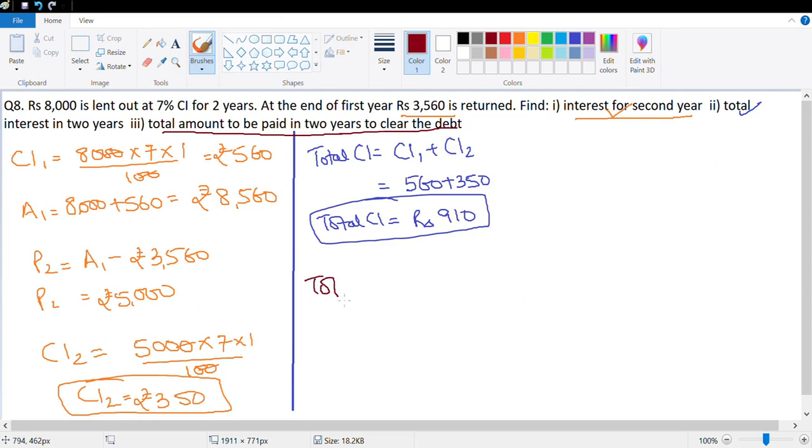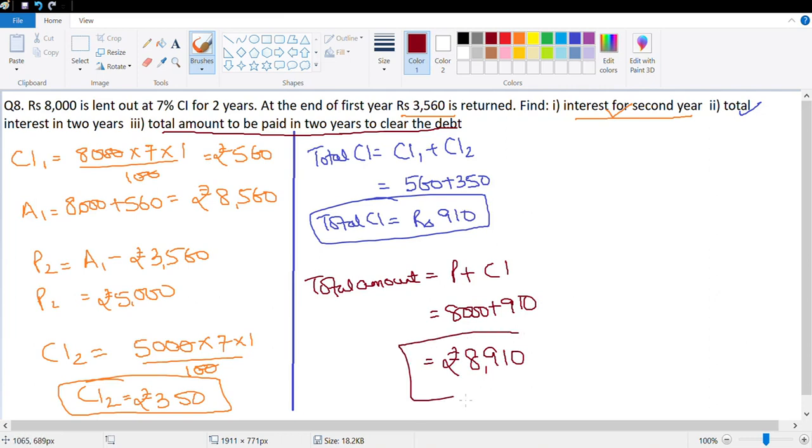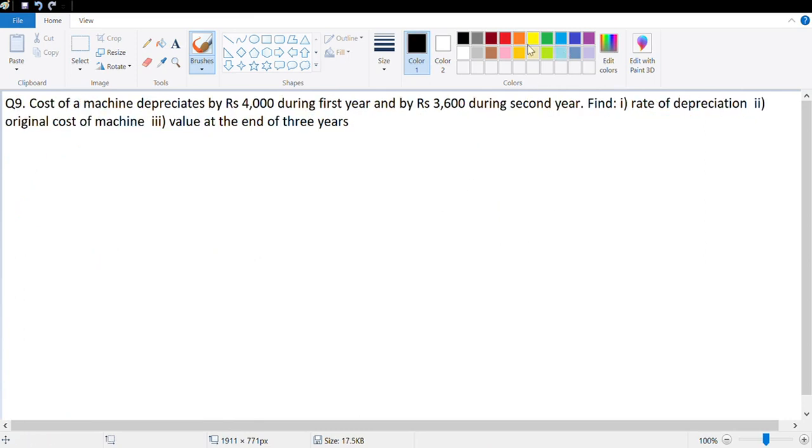So total amount is equal to what the total CI is and what the principal was. So P plus CI, in this case 8,000 plus 910, which is equal to rupees 8,910. That's the answer to the third part. Good. That brings me to the next question that I solved with you. The next question is question number 9. Question 9 says cost of a machine depreciates. So we've talked about depreciation earlier.